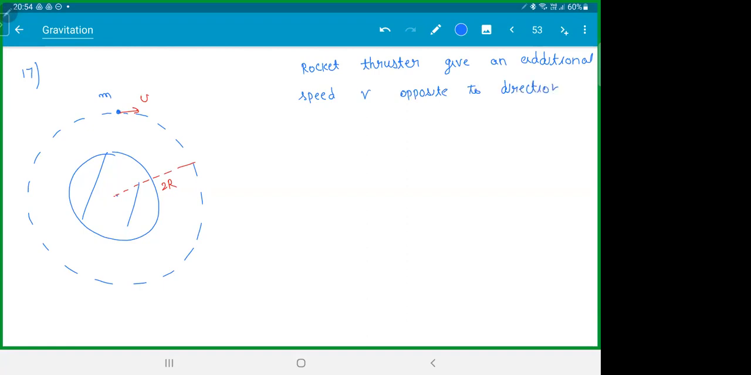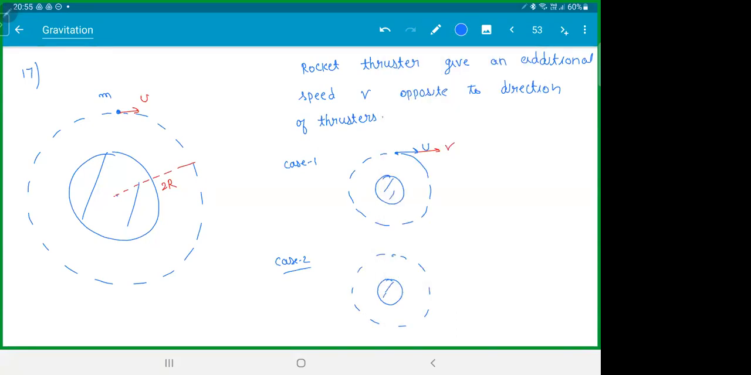Whenever you switch on the thrusters, you can switch them on only for a few seconds. In those few seconds, it gives you an additional velocity v opposite to the direction of the thrusters. So in case 1, you are going with speed u. You gave an additional velocity in this direction, plus v. Case 2, your rocket is going this way, and you kept the thrusters towards the earth. You gave the velocity v this way. You getting the difference?